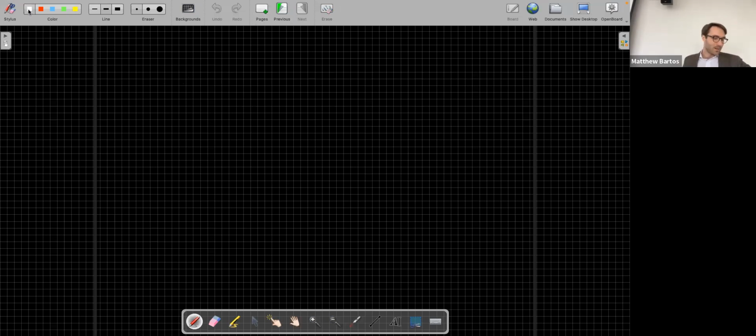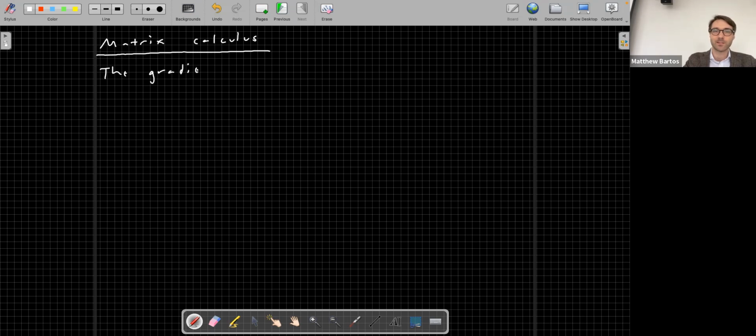Before I can talk about overdetermined and underdetermined problems, I have to do a quick review of matrix calculus. So some of you may have seen this, but we want to talk about the gradient of a scalar function. Okay, so let's talk about the gradient. Who remembers what the gradient of a scalar function is? Has anyone encountered this in any of your other classes?